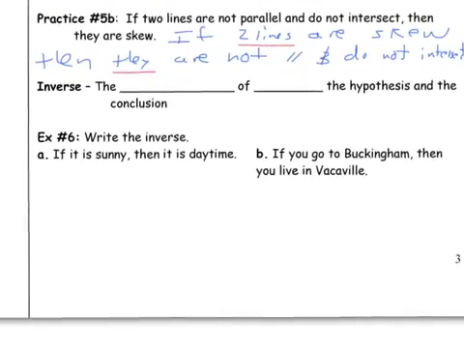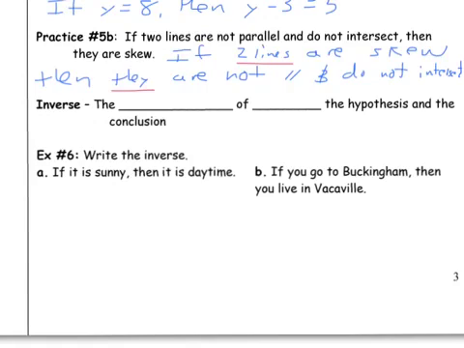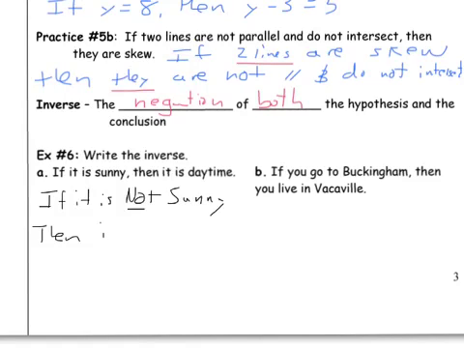Okay, the inverse. The inverse is the negation of both the hypothesis and the conclusion. So this is when we will say the opposite truth value of it. So, for example, the inverse of this guy, if it is sunny, then it is daytime, would be this. If it is not sunny, then it is not daytime.